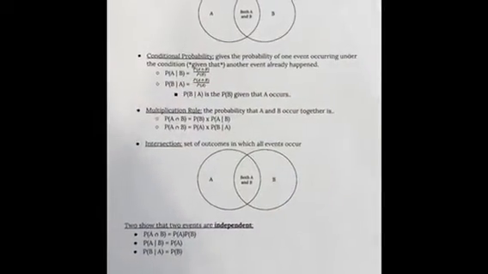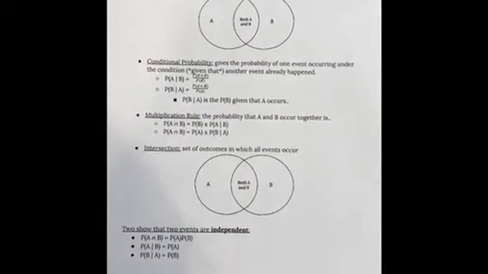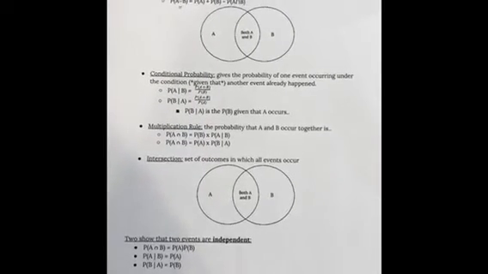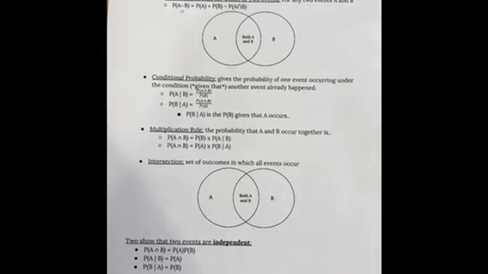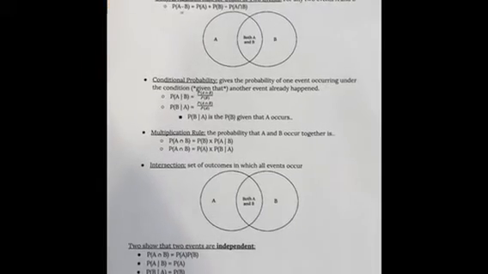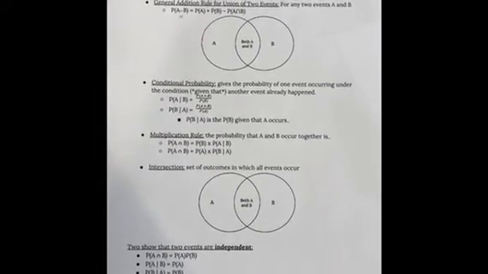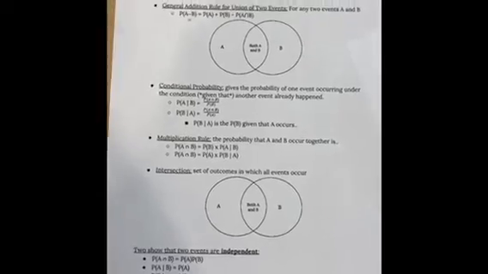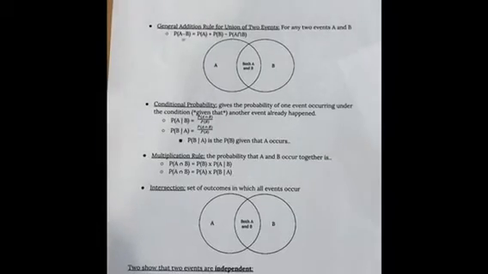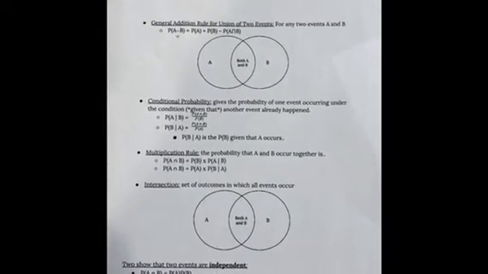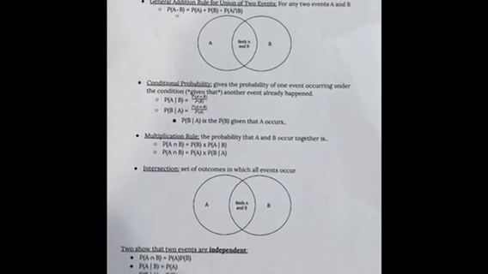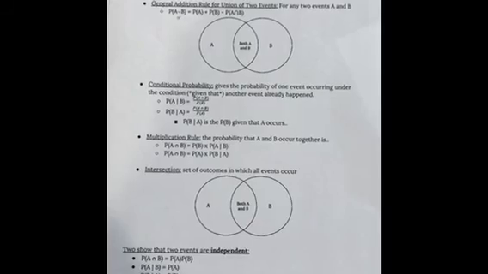Some rules of probability will be the general addition rule for the union of two events. The equation is the probability of A or B happening equals the probability of A plus the probability of B minus the probability of A and B happening. The second one will be conditional probability rules, and here's the equation of it. It gives the probability of one event occurring under the condition that another event has already happened. And the multiplication rule will be the probability that A and B occur together.